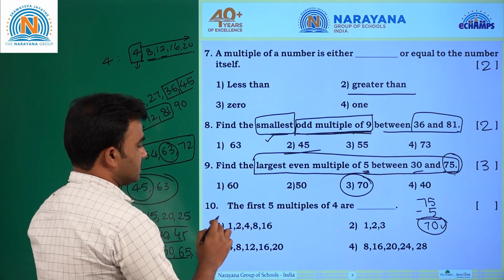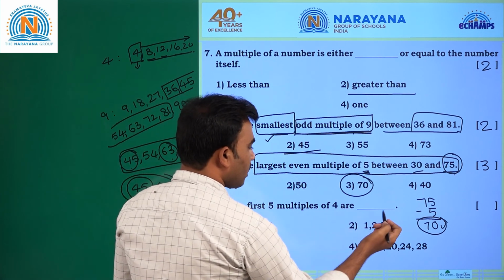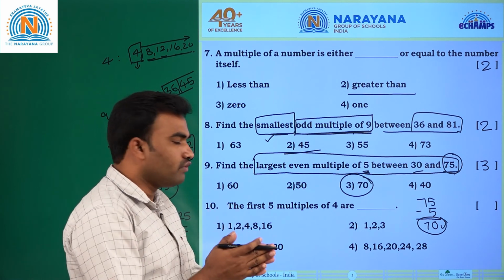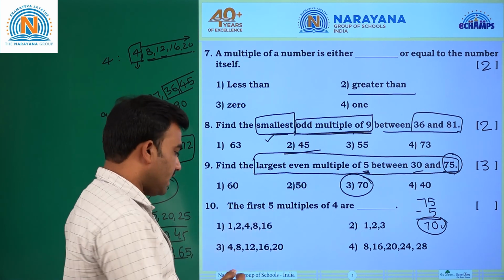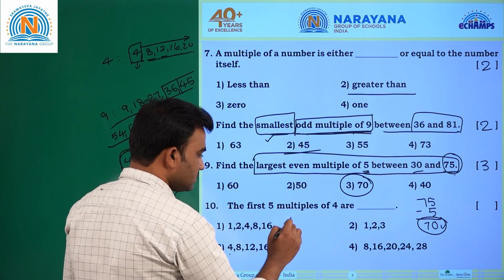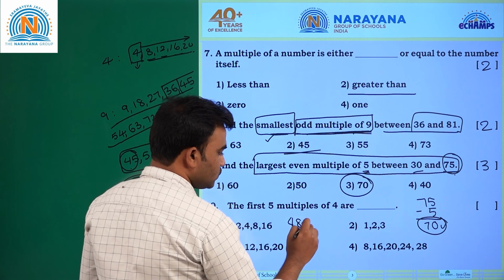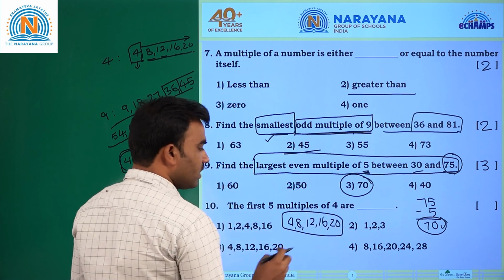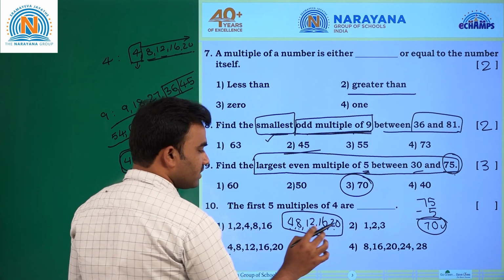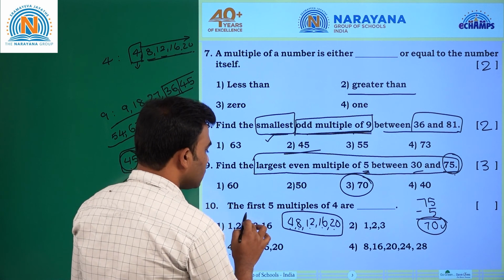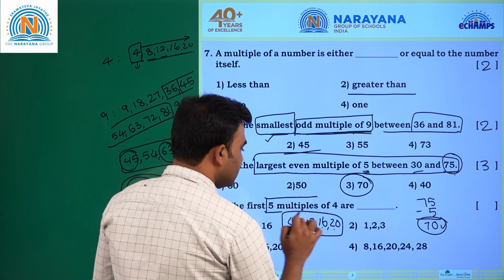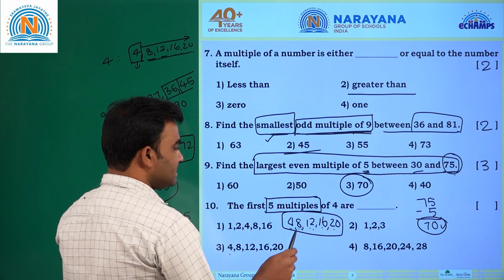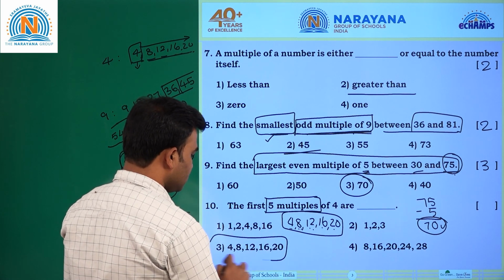Okay. Now next, what are the first 5 multiples of 4? The first multiple of 4 is 4. Second multiple 8. Next 12, 16 and 20. Do you get 5 multiples? 1, 2, 3, 4, 5. Yes, exactly 5. They are asking us to find the first 5 multiples of 4. These are the first 5 multiples of 4: 4, 8, 12, 16 and 20. Where is it? Option 3.